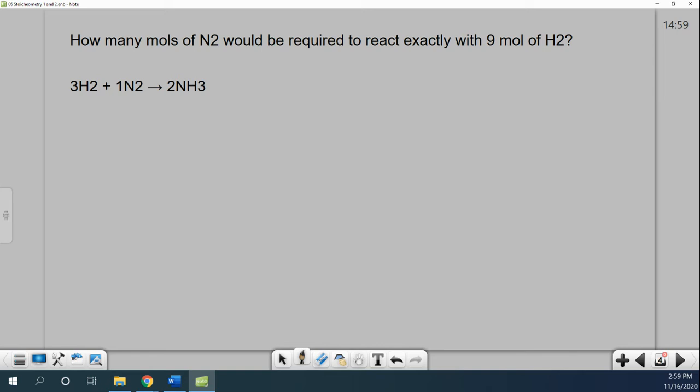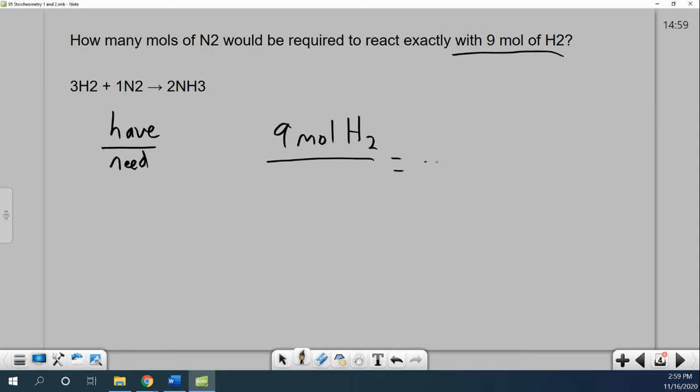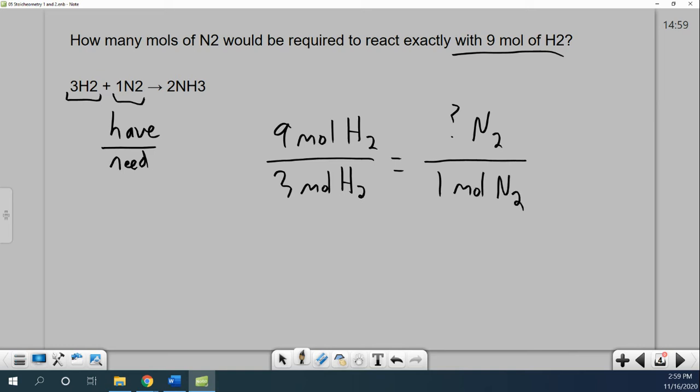Let's try it. How many moles of N2 would I need to react exactly with 9 moles of H2? Okay. How much do I have? Let's do have over need. There's my formula. I have 9 moles of H2. I need 3 moles to make a reaction happen. How many moles of N2? I don't know how much N2 I have, but I know how much N2 I need. I need 1 mole of N2 to make a reaction happen. Cross multiply and divide. 1 times 9 is 9. 9 divided by 3. So if I wanted to react 9 moles of H2, I would need exactly 3 moles of N2 to make this reaction work perfectly. Have nothing left over.